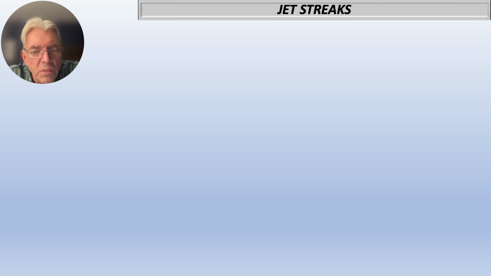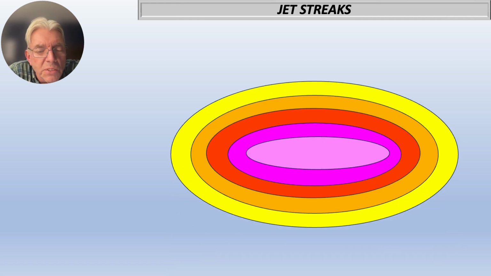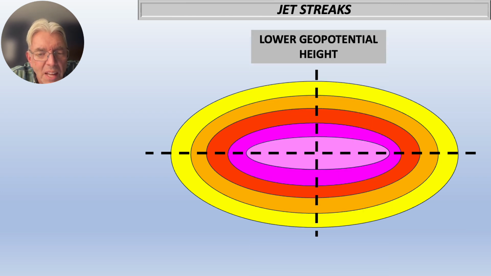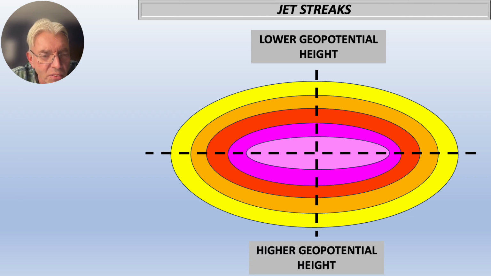Okay, so here's our trusty little jet streak, and of course each one of those colored areas represents a different wind speed. So I think at this juncture, the middle one would be 170 knots, then 150, then 130, then 110, and 90, say, okay? So in increments of 20. So we're going to draw a line through the axis of the jet, just like we did on the previous slide. Draw another one perpendicular right through the middle, or the strongest winds. And we have lower geopotential height to the north and higher geopotential height to the south, okay?